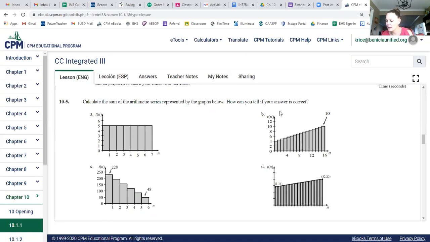So what about part C? So you ask yourself, how many stairs are there? Then you cut that in half. So there's 6 stairs. When you cut that in half, you get 3. And then you take the second half, the last 3, and you turn and rotate them. How tall would that be, if the first stair was 228 and the last stair was 48? So it would be 3 times 228 plus 48.